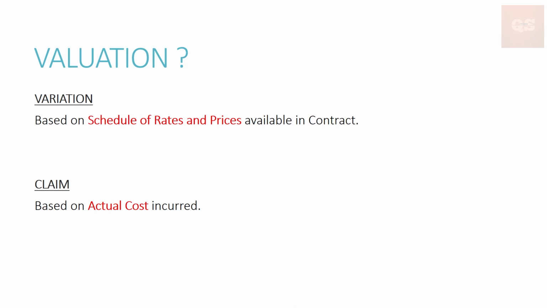But calculating the cost for a claim will be based on the actual cost incurred, based on the actual labor used, or some additional delay that will be happening in a claim. Whatever actual expenses are incurred due to that delay, that is being calculated, and the actual documentation of these costs is prepared and submitted by the contractor to the employer. And that is how a claim is calculated. So the actual cost is incurred here, and in variations, the contractual rates and prices that are provided with the contract document are utilized for calculating the variation cost.